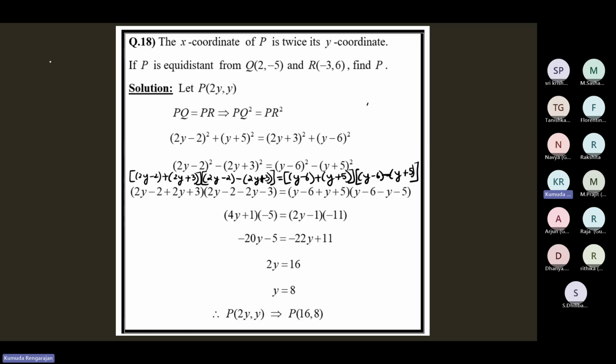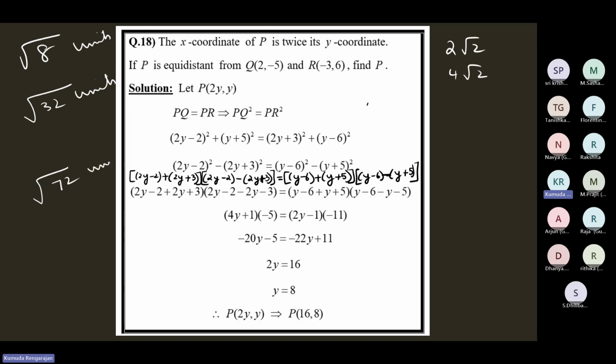So like you can have maybe the distance, one is root 8 units. The other is say root 32 units. What is root 8, children? 2 root 2, right? And what is root 32? 4 root 2. So the sum is 6 root 2, right? So 6 root 2 meaning 36 into 2, 72. So this may be root 72 units.